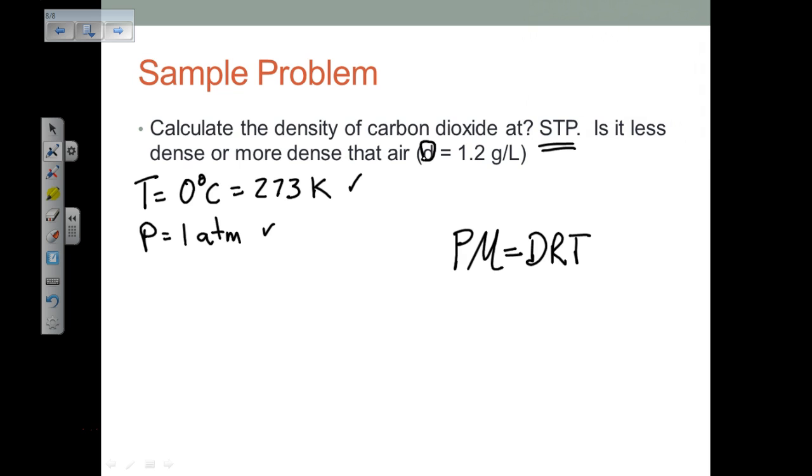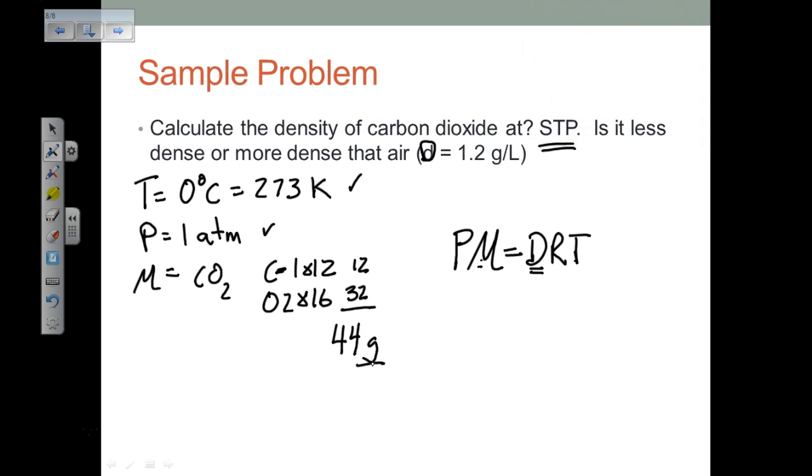I guess I should have written it as capital D. Okay. And so let's see. If we're going to find density, we need P, M, and T. So let's find M. The molar mass of carbon dioxide, now that's CO2, so that's C, there's one of them times 12, and oxygen, there's two of them times 16, so 12 and 32. So the molar mass is 44 grams per mole. Okay? And we are trying to find the density. Density equals question mark.